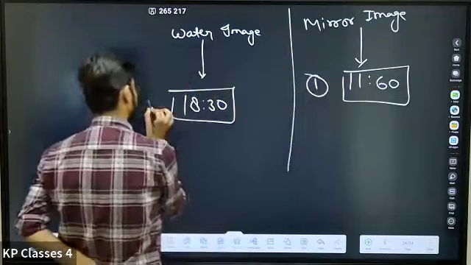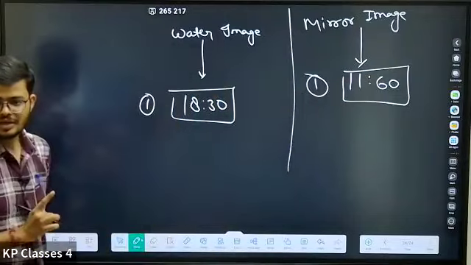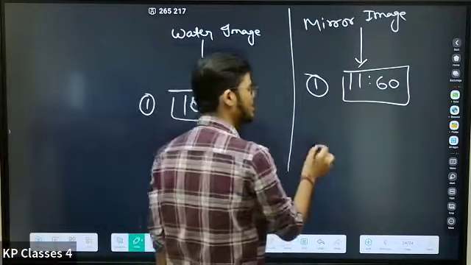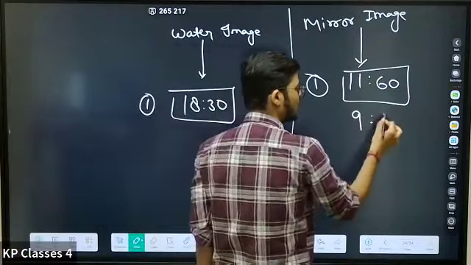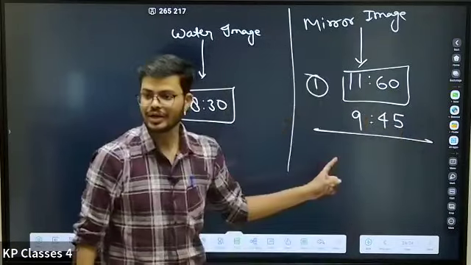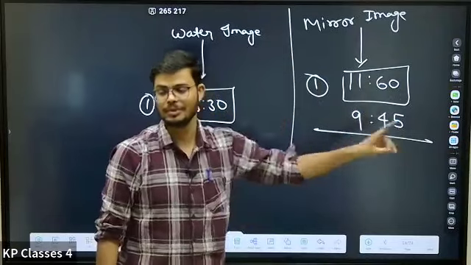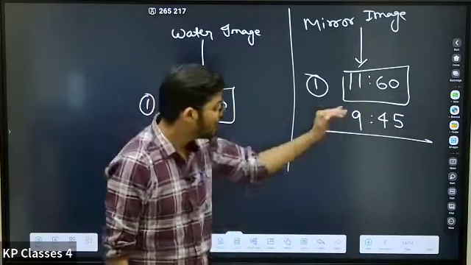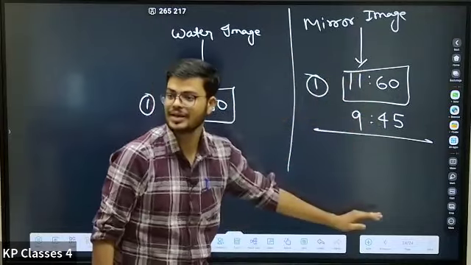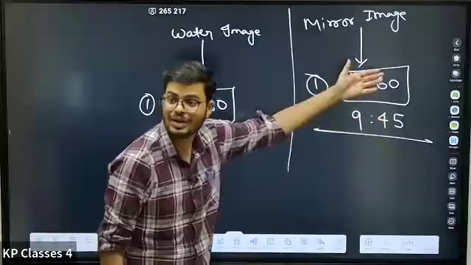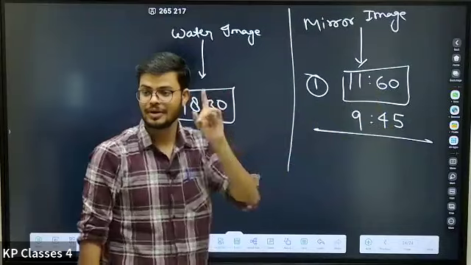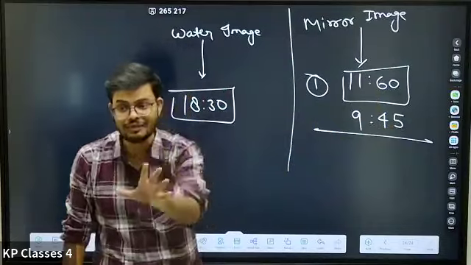Now if in the question they are asking about the mirror image, for example, the time given here is 9:45. What will be the mirror image of the 9:45 time? If the clock at a time shows 9:45, what will be the mirror image? Right? So we will subtract these two. I will subtract 9:45 from 11:60 and will get the answer. That is how we find the mirror image for any given time.